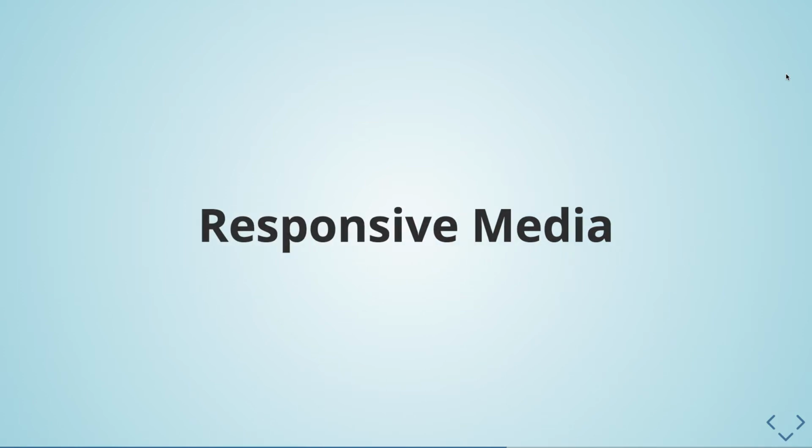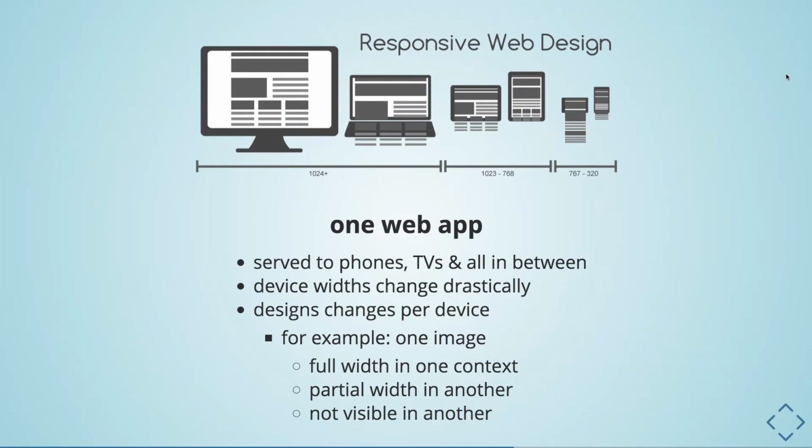All right, let's talk about responsive media. The web is different from a lot of other application platforms. We build one app and serve it up to phones and TVs and everything in between. We have device ranges from a width of 400 to whatever as far as pixels go. So the device widths change drastically, and sometimes, to account for that, our designs do as well.